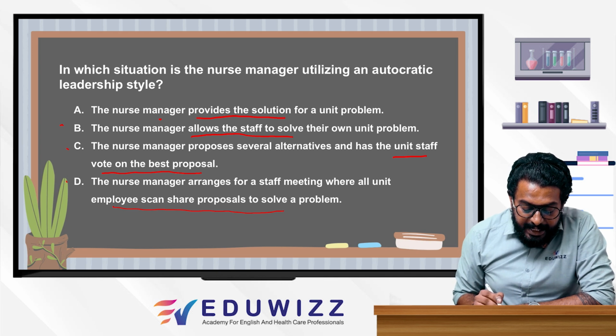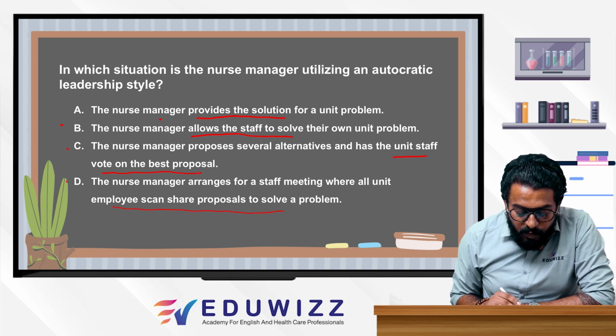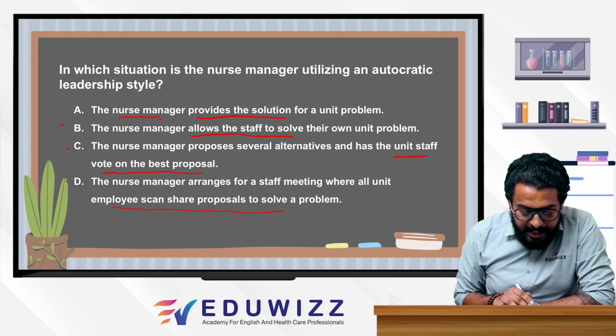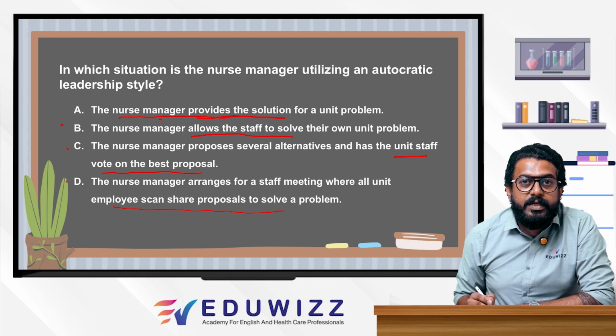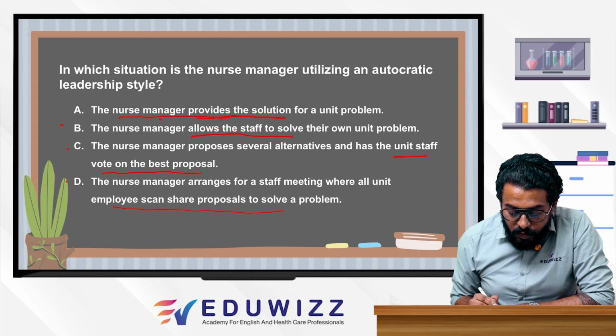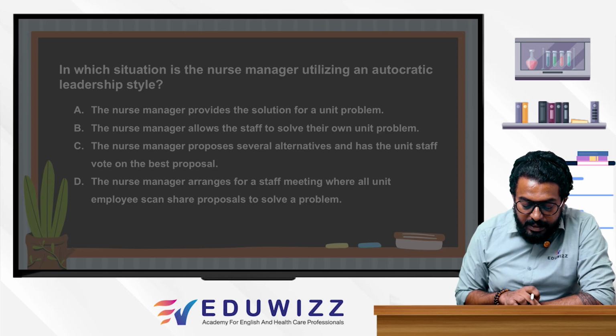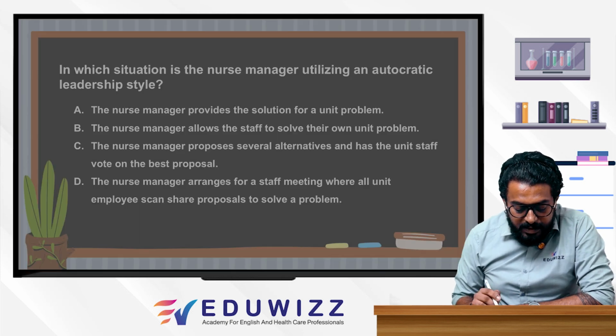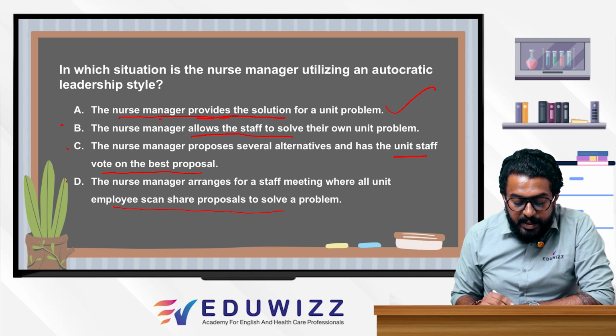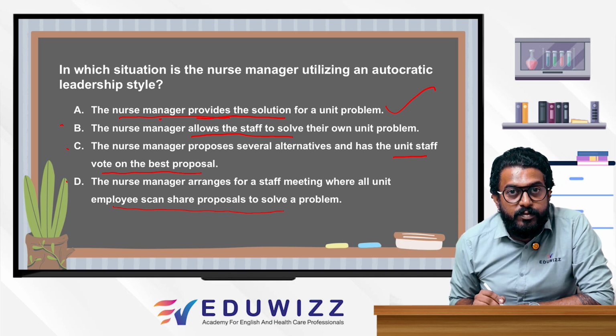So answer A, in which the nurse manager provides the solution for a problem, is called autocratic leadership. So the answer is A, the nurse manager provides the solution for a unit problem.